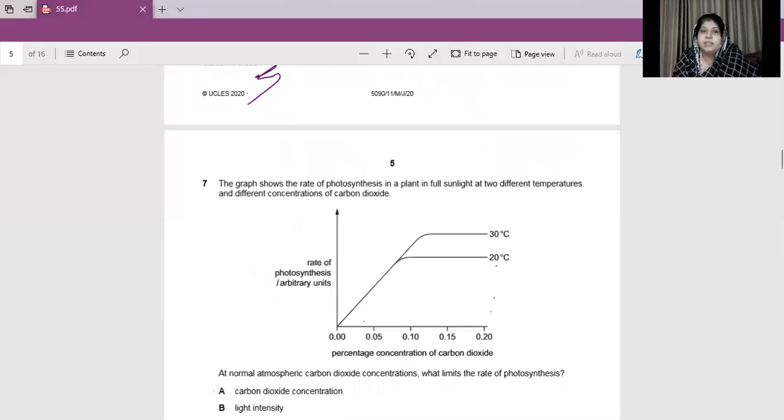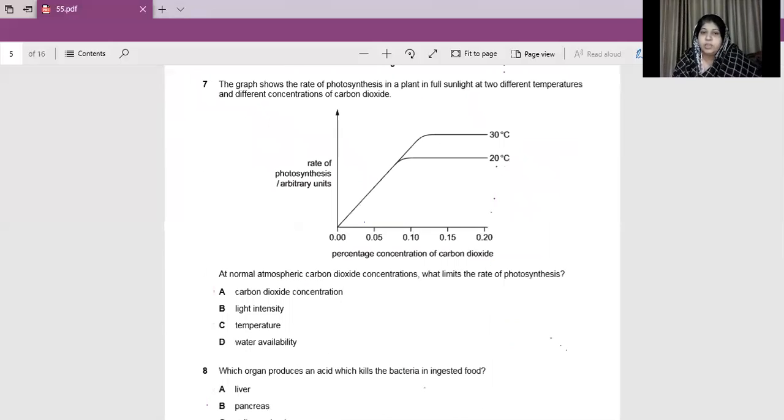Now, number 7: the graph shows the rate of photosynthesis in a plant in full sunlight at 2 different temperatures and 2 concentrations of carbon dioxide. Look at this graph. Here the rate of photosynthesis is there, the percentage of carbon dioxide is there, and here temperature is there. Okay. Normal atmospheric carbon dioxide is 0.04%. So it means that is present somewhere here, right?